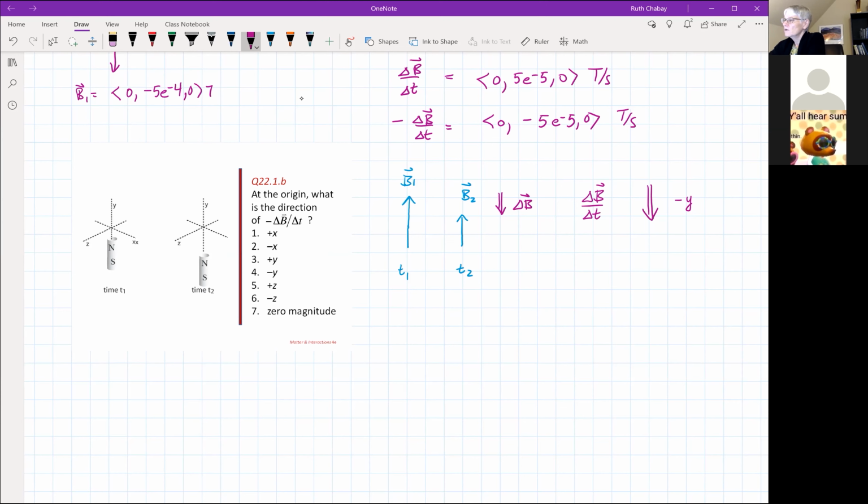And so, but we were asked for minus delta B over delta T. And since delta B over delta T is in the minus y direction, it looks like minus delta B over delta T has to be in the plus y direction. So there's this extra step of multiplying by -1 once you get the answer.